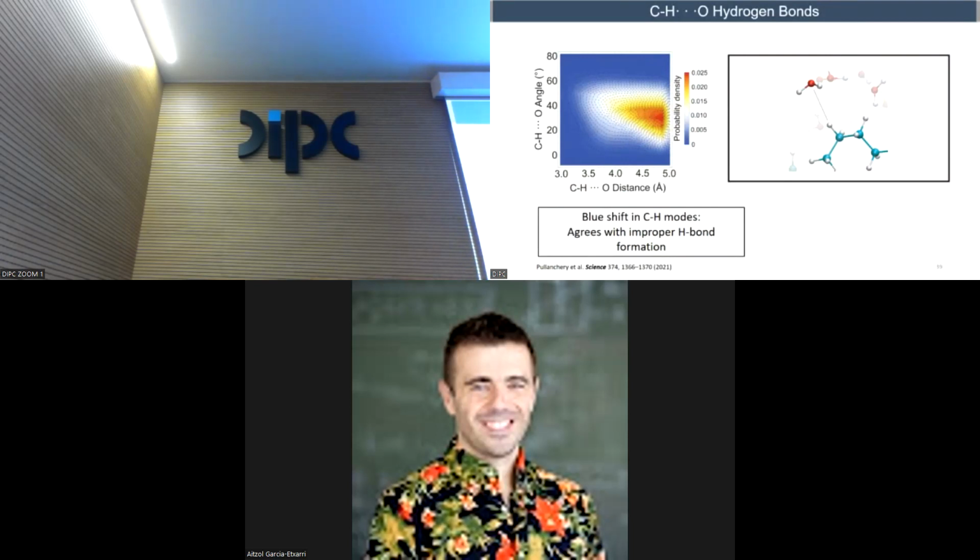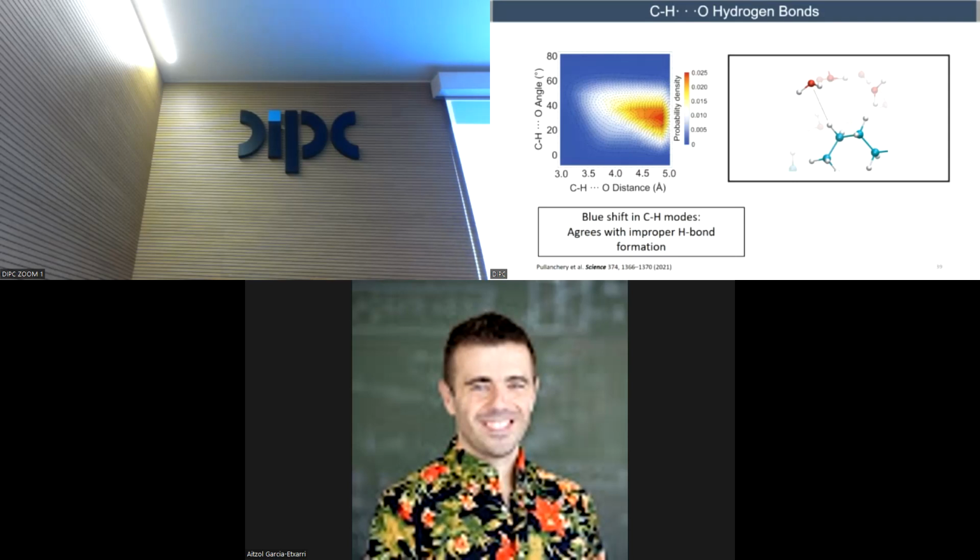interactions between water and oil that resemble a hydrogen bond. These are not the typical water-water hydrogen bonds. These are much weaker hydrogen bonds. But if you look at this distribution of CHO angle versus CHO distance, you can see that there is a population that has angle less than 20 degrees and distance greater than 3.5 angstrom. And that can be classified as a weak hydrogen bond.